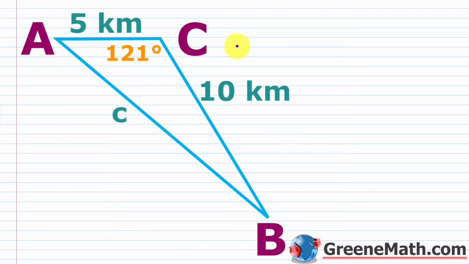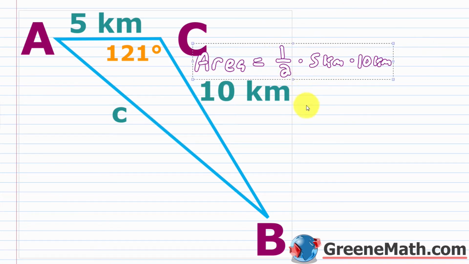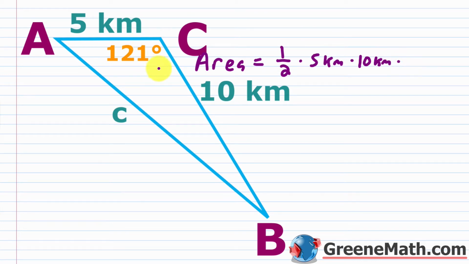So how do we do this? Well, again, we'll say the area is equal to 1/2 times, you take these sides, so 5 kilometers times 10 kilometers, and then times the sine of the angle between them, so the sine of 121 degrees, okay? And so let's just go ahead and crank this out. Let me simplify this here. So 5 times 10 is 50. 50 divided by 2 is 25. Kilometers times kilometers is going to be kilometers squared.